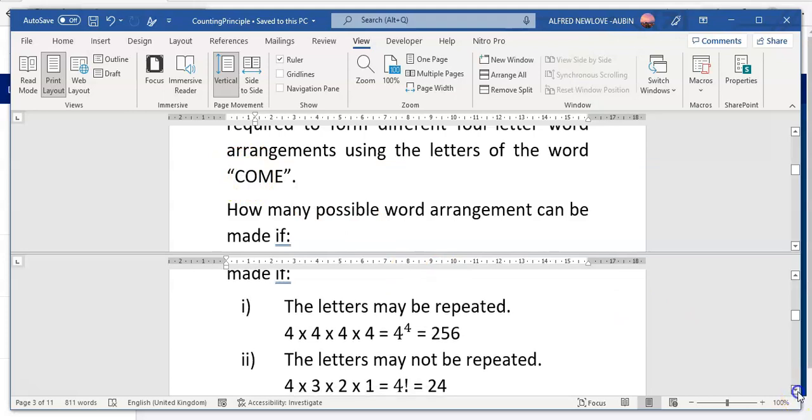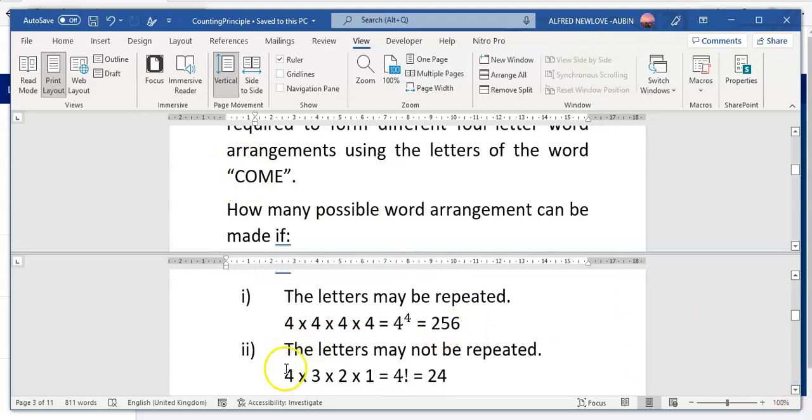So here, what are we going to have? The first space can take any of the 4. The second space will take 3. Why? One letter has been used. The third space can take 2. Why? 2 letters have been used in the first and the second space. Then the last space will only take 1, because 3 letters have been used in the first, second, and third. So it will remain with only 1 letter.